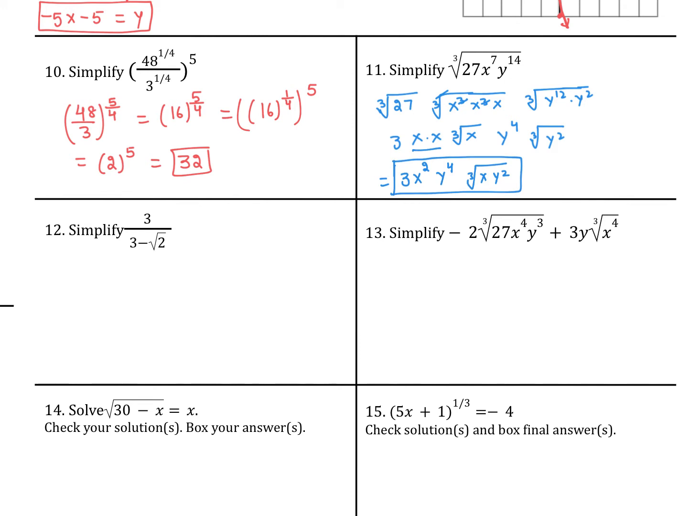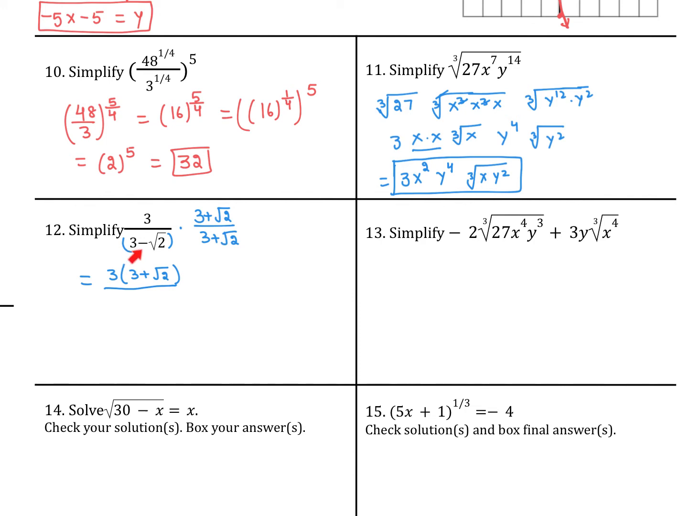Next is number 12. Simplify 3 divided by 3 minus square root 2, where we're going to rationalize the denominator by using the conjugate of 3 minus square root 2. The conjugate of 3 minus square root 2 is 3 plus square root 2 that we're going to divide and multiply. And on the top we got 3 times 3 plus square root 2. On the bottom we have two factors, 3 minus square root 2 times 3 plus square root 2.